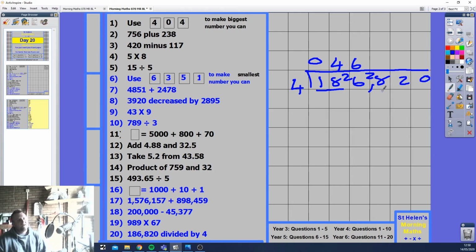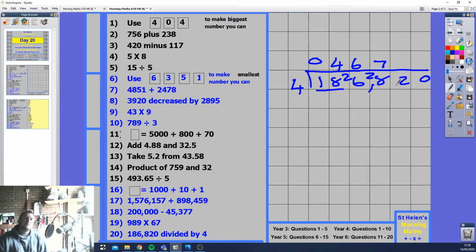4 goes into 28. 4, 8, 12, 16, 20, 24, 28. That goes in actually perfectly. So that goes in 7 times. 4 times 7 is 28. There's nothing left over. Now this is where some of you could get stuck.